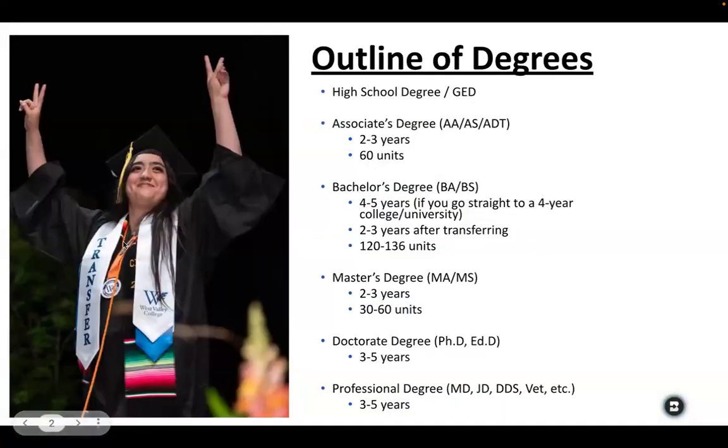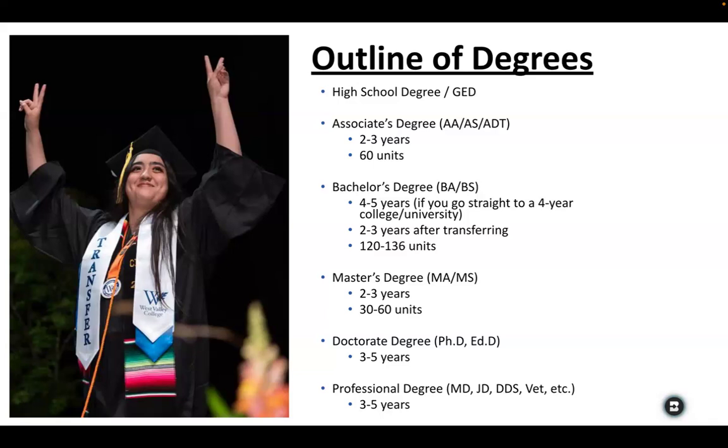So first off, I think it's helpful to know what types of degrees you can earn in a college. I assume most of you have earned your high school degree or GED. And at West Valley College, what you can do is you can earn either an associate's degree for transfer, or a certificate. Those typically take between 2 to 3 years and are approximately 60 units.